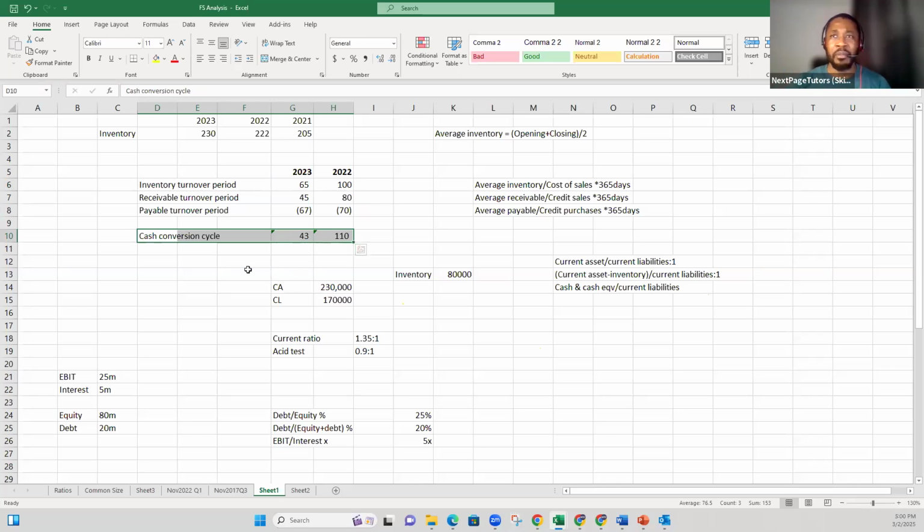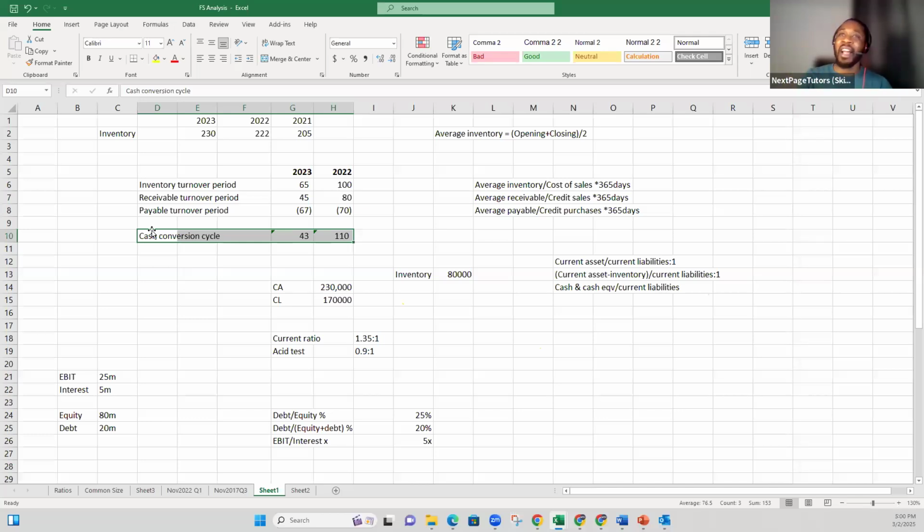And now, cash conversion cycle, as we explained, measures the number of days it takes to convert our short-term asset to cash. I'll ask you a question now. Is it the longer the better or the shorter the better? Cash conversion cycle. The shorter. Shorter. The shorter the better.